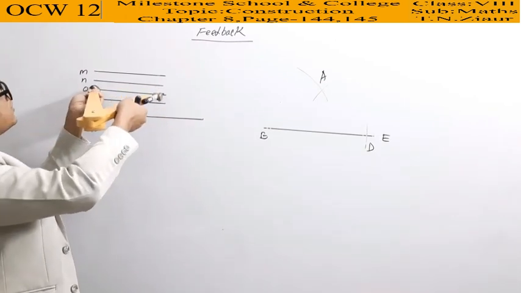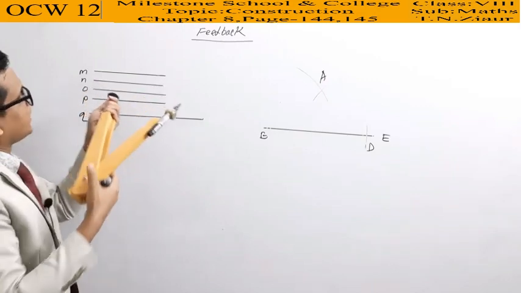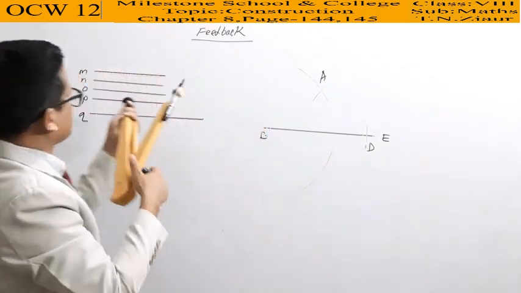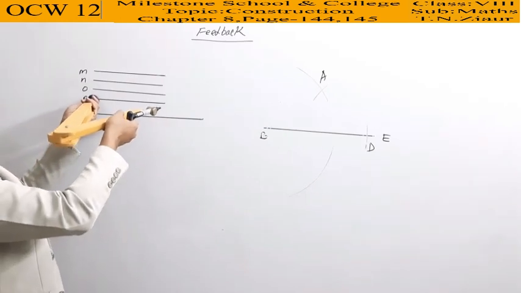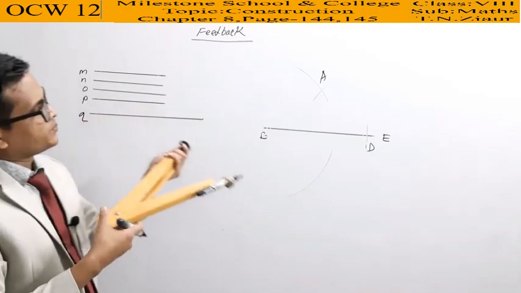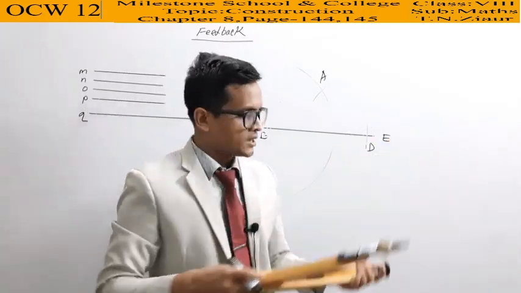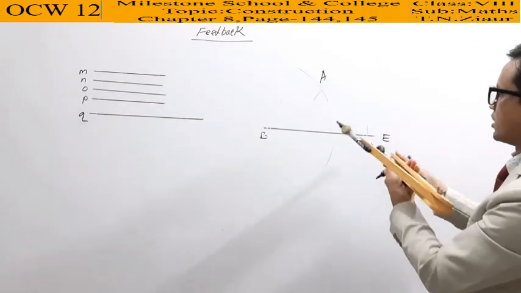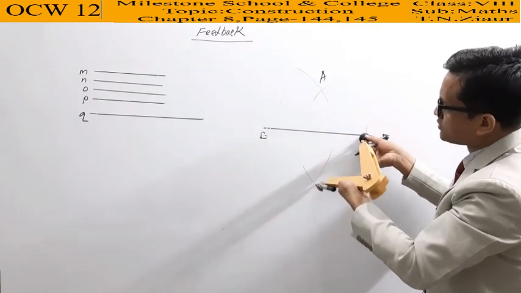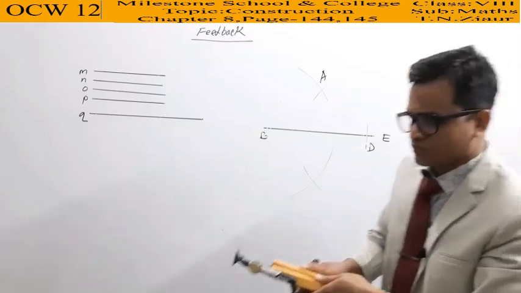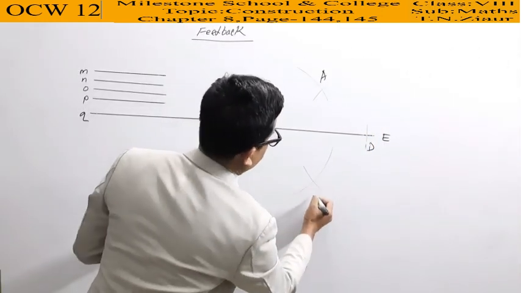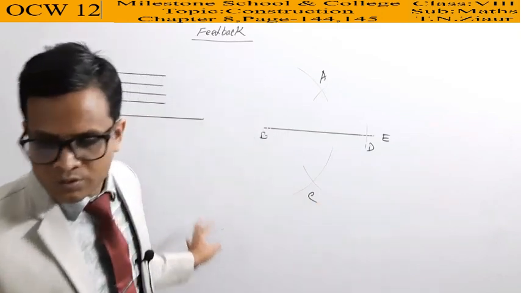Okay, and this downside we will take the O and P. So first now take the measure of O and place at B and draw another arc in the downside of BD, and again take the P. Okay, and place at D and draw another arc. Okay, students, now which intersect at C.